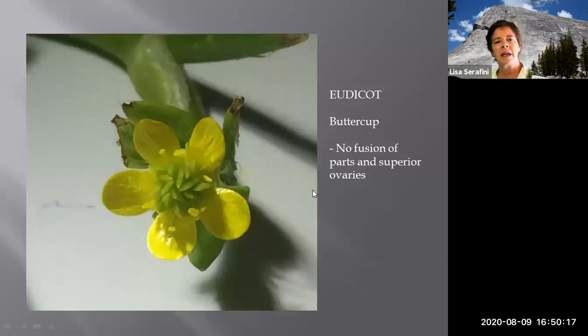This is a buttercup flower, not a native one, but it's a buttercup flower, and it's a eudicot, and you can see there's 5 petals there. We have a lot of pistils in here, so we don't worry about counting that, but we at least have the 5 petals that lead us to it being a eudicot.